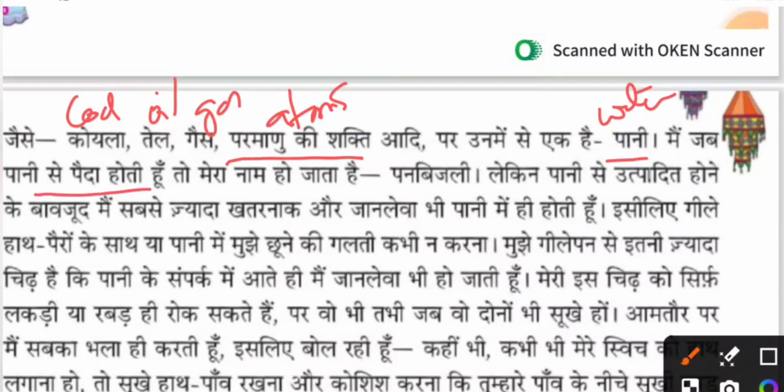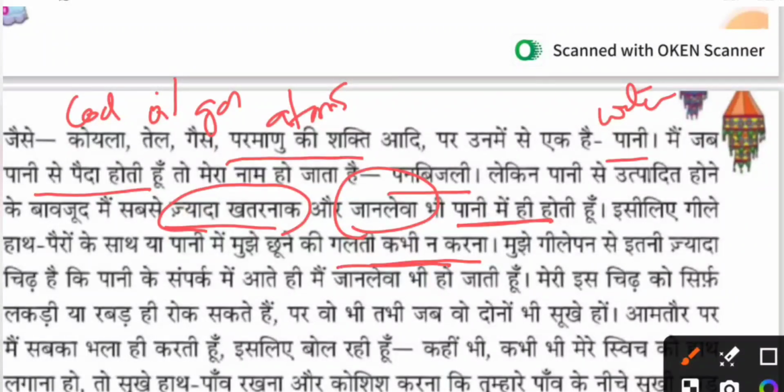When I am born from water, my name is pan bijli, which in English we say hydroelectric power. But in spite of being produced from water, I am most dangerous and life-taking in water only. So I will be very dangerous. Therefore, never make the mistake of touching me with wet hands and legs or while standing in water. Don't try to touch me with wet hands and legs or while standing in the water.